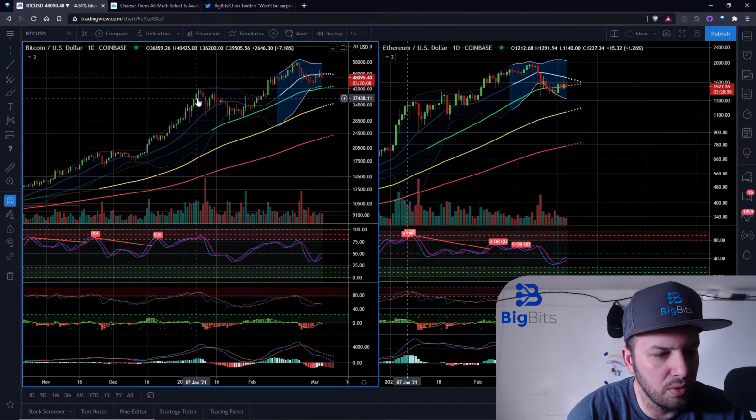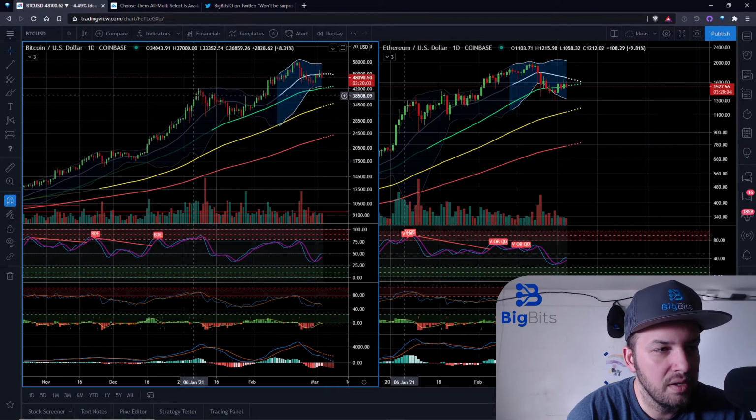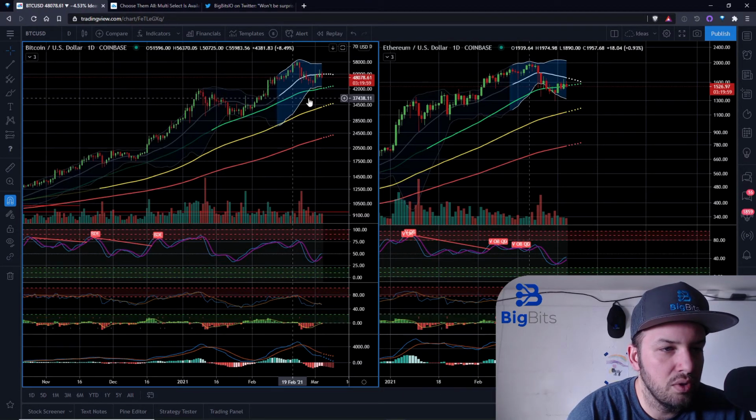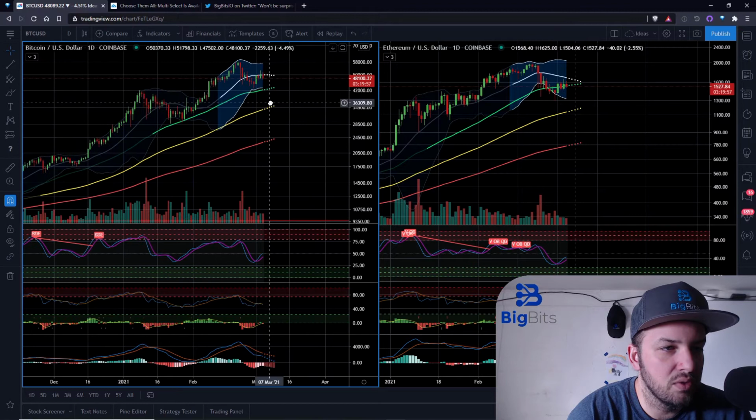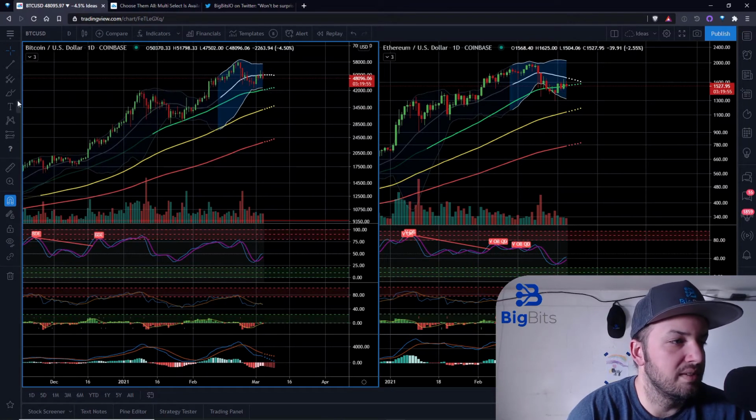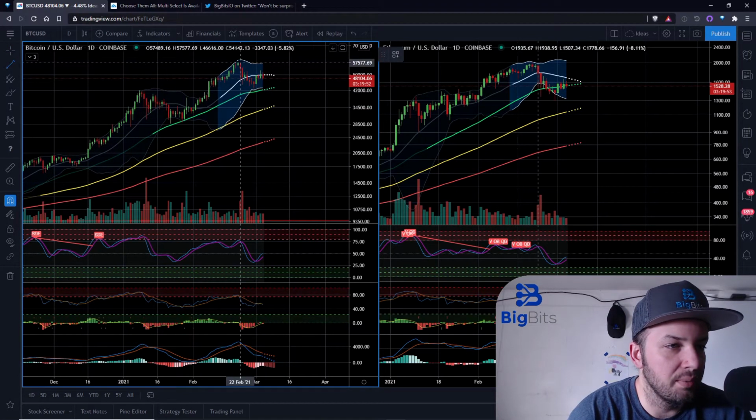I don't recall where the weekly close is here. It could be anywhere within here. Let's see, it was 38,000. So yeah, it was around here. Let's just say it was here. So what I expect is we get this sort of descending wedge or descending channel forming. Let me show you what I'm kind of thinking about here.